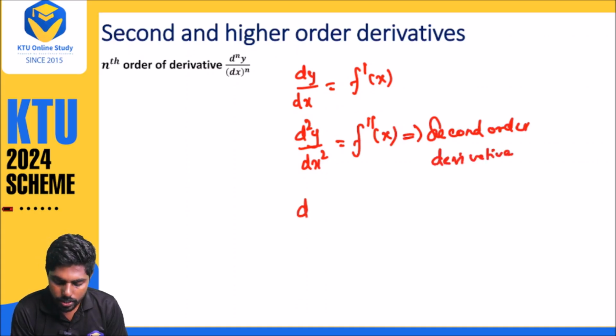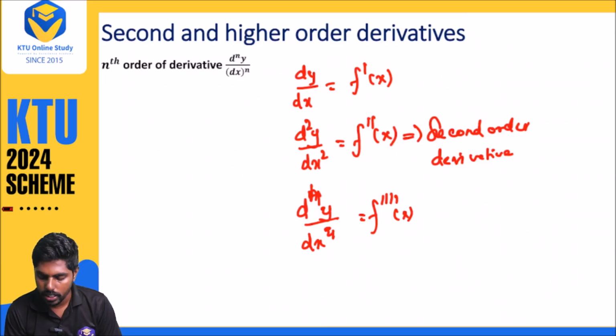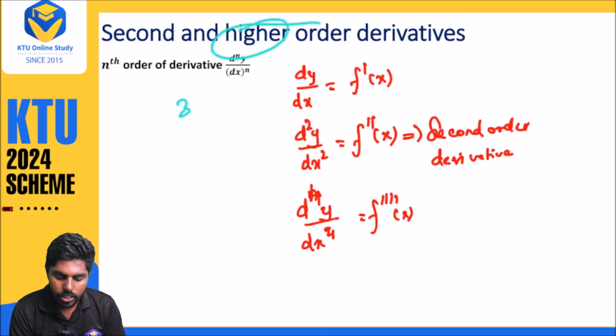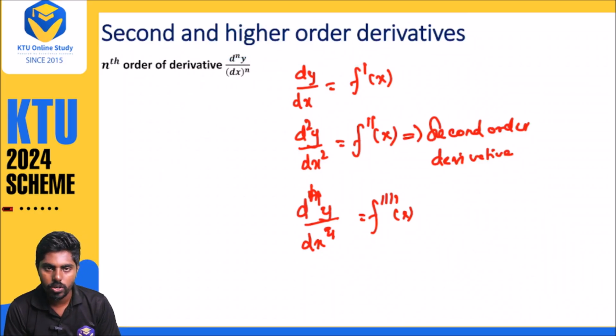Higher order derivative means d power n, it can be d power 4 y by dx power 4, that is, you are differentiating it 4 times. If you differentiate 4 times, that is the fourth order derivative. If it is 3 times, that is a third order derivative. 5 times means fifth order derivative. So this is the concept. You just keep on differentiating. We will be going to the problem.